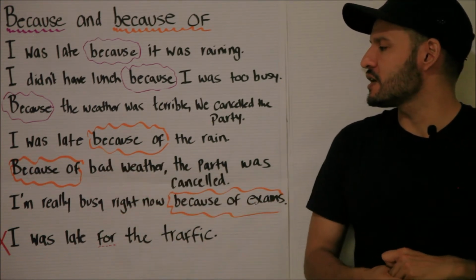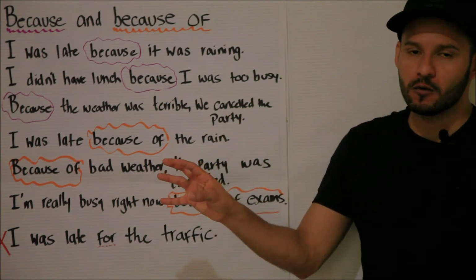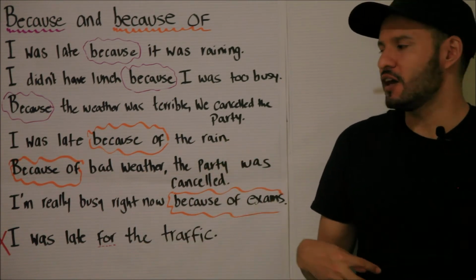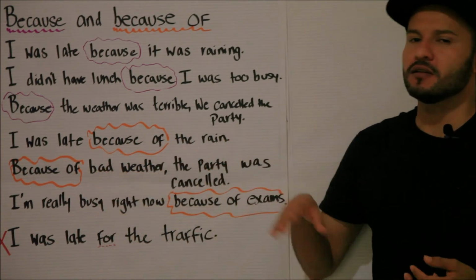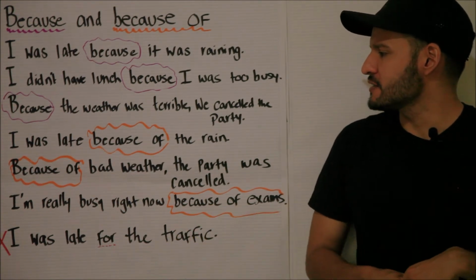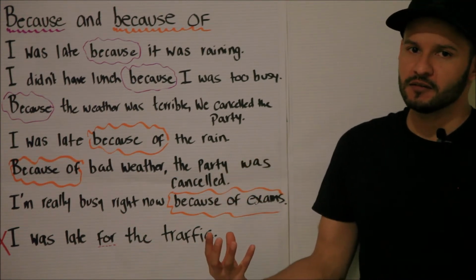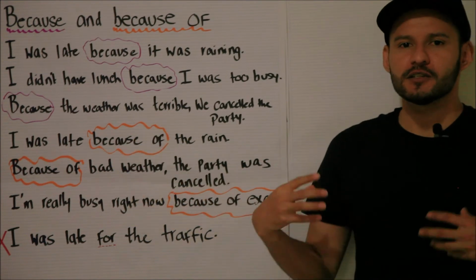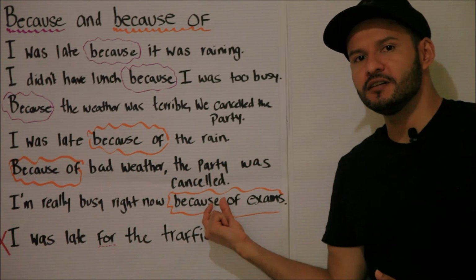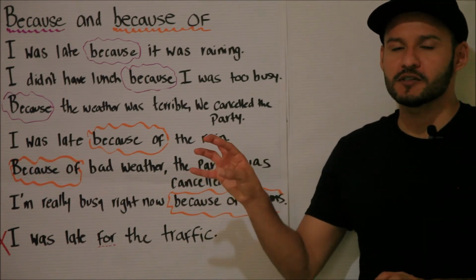Similarly, in the second sentence, I have because of bad weather. So, bad weather is a noun. Because of bad weather, the party was canceled. And again, the bad weather is the reason that the party was canceled. And finally, in the last sentence, I have, I'm really busy right now because of exams. So again, exams are the reason that I am so busy at the moment, but because I'm using because of, I only have a noun, because of exams.